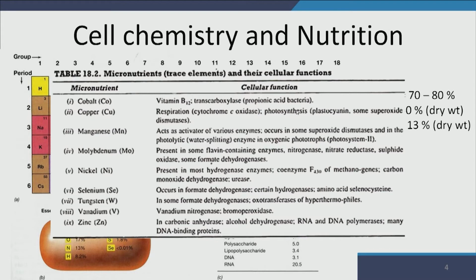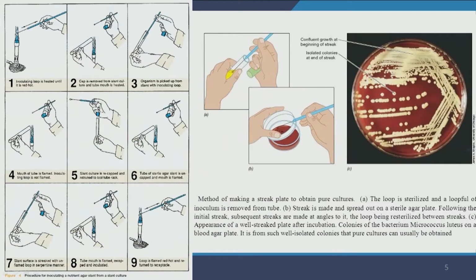So these are the trace elements that I talked about. Cobalt is a very important part of vitamin B12, propionic acid bacteria need it too. Copper, manganese, molybdenum, nickel, selenium, tungsten, vanadium and zinc. So if you work in the lab and you try to grow microbes for any good length of time, you need to give them a dosage of these micronutrients. Alrighty, now how would we grow these microbes in the lab?